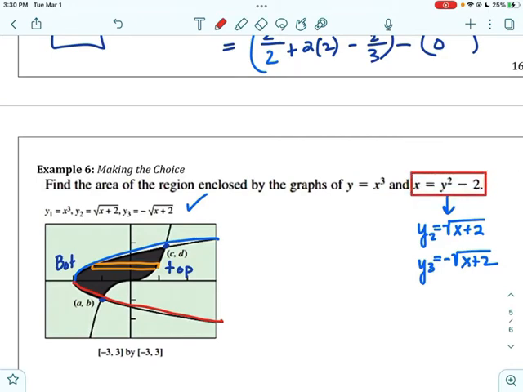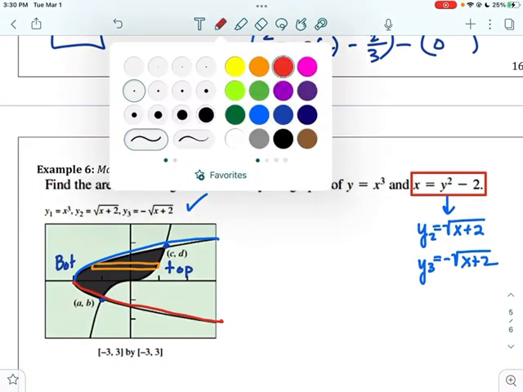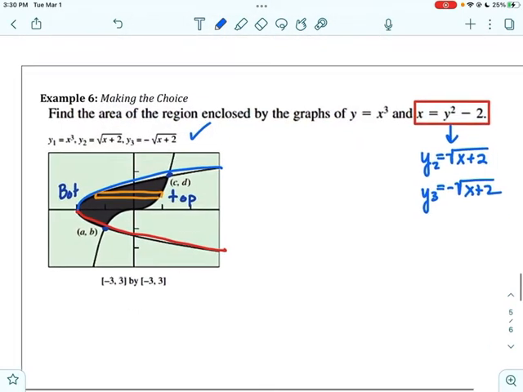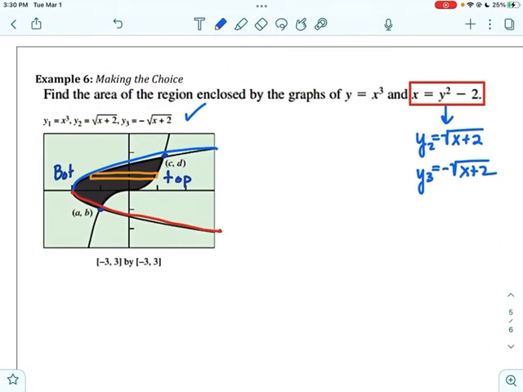Now, do you see when I put the orange rectangle in? It's much, much nicer when we're going with y's than going with x's, as I'll show you in a minute. So with this one, you're going to have to decide which function is on the top. In this case, the x cubed function is on the top. So remember, it's y is equal to x cubed, but it's going to be x is equal to the cube root of y. Okay, so the top function is this one.